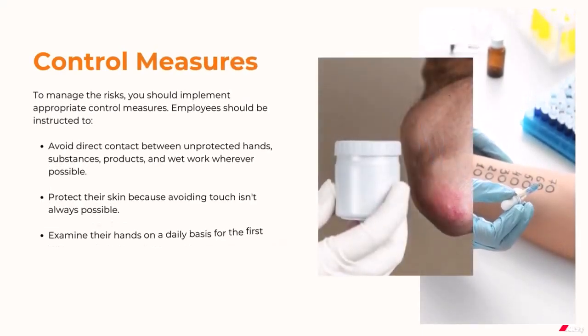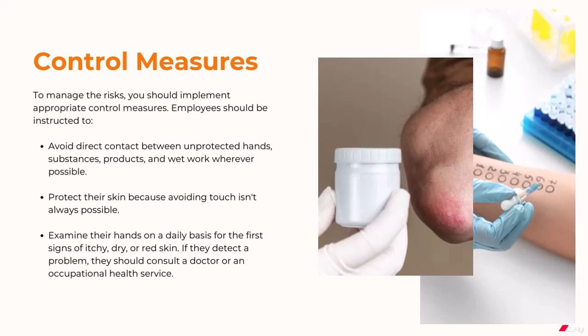Control measures. To manage the risks, you should implement appropriate control measures. Employees should be instructed to avoid direct contact between unprotected hands, substances, products, and wet work wherever possible. Protect their skin because avoiding touch isn't always possible. Examine their hands on a daily basis for the first signs of itchy, dry, or red skin. If they detect a problem, they should consult a doctor or an occupational health service.